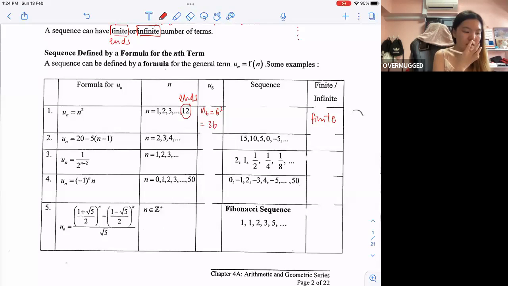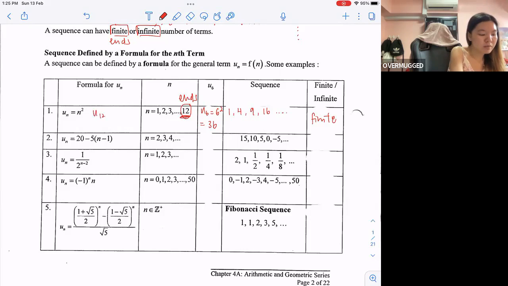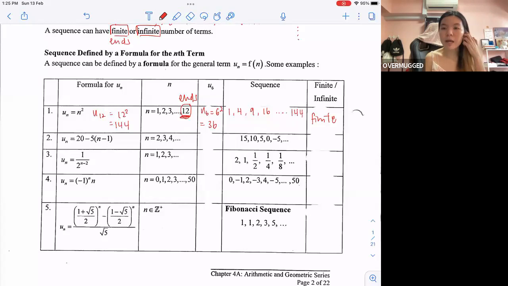The sequence will be: if I plug in 1, I will just get 1. I plug in 2, I'll get 4. Plug in 3, I'll get 9. Plug in 4, I'll get 16, all the way until n is 12, and my U12 will actually be 12 squared, which is 144. So I'll write all the way until 144, and this will represent my sequence.